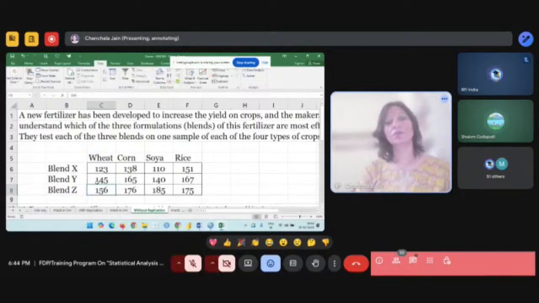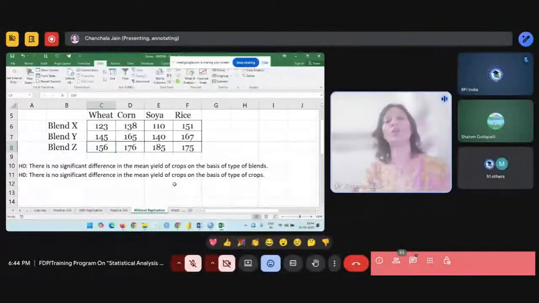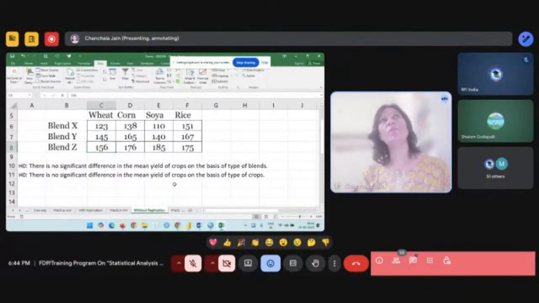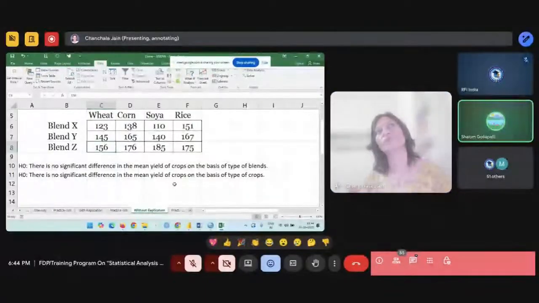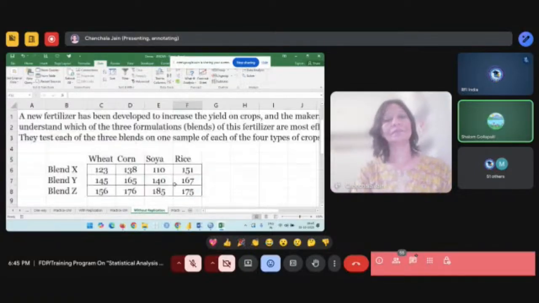Yes, ma'am. We will write the hypothesis. There is no significant difference in the mean yield of crops on the basis of type of blends, and there is no significant difference in the mean yield of crops on the basis of type of crops. Because of type of crops, we are not observing any difference in the yield. Because of type of blend, we are not observing any difference in the yield. Is it clear? Fine. Clear to everyone?